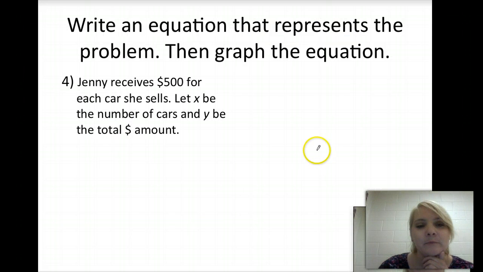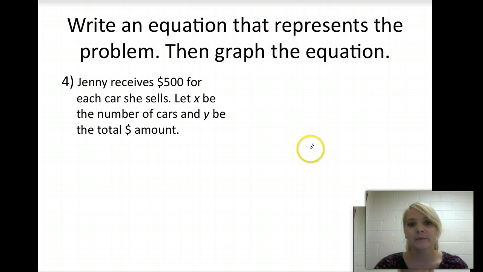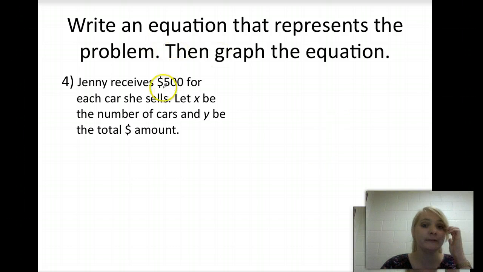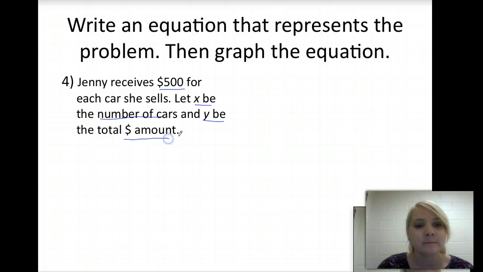All right, the next one, we're going to write an equation that represents the problem, then we're going to graph it. So Jenny receives $500 for each car she sells. Let X be the number of cars and Y be the total money amount. So we're going to write this in terms of y equals mx plus b. So the amount of money that she earns equals each car that she sells will be X times 500. So our equation is going to be y equals 500 times x.